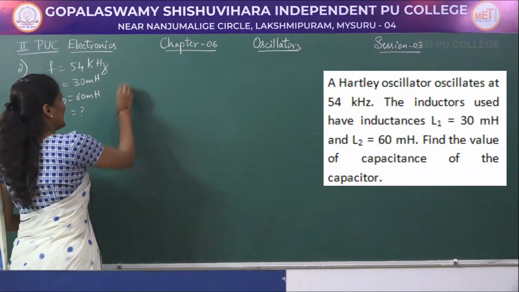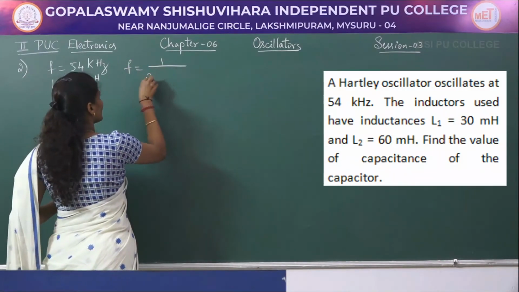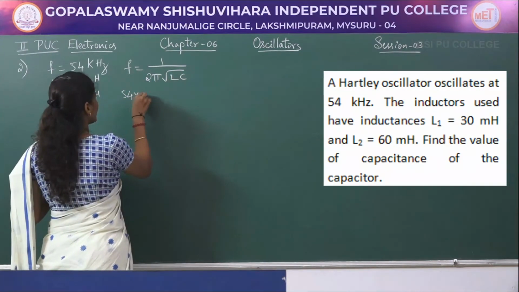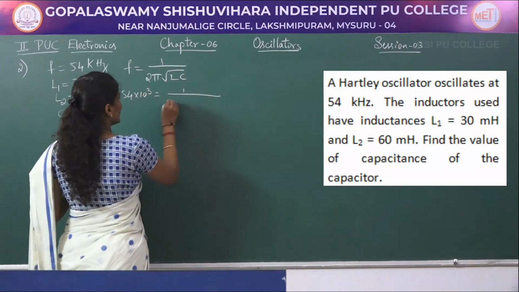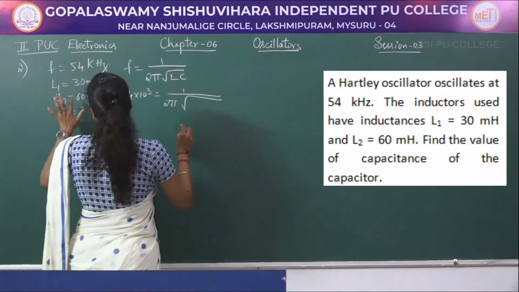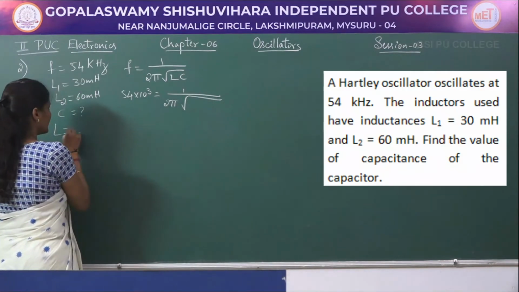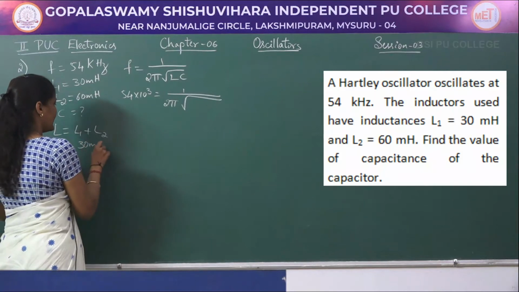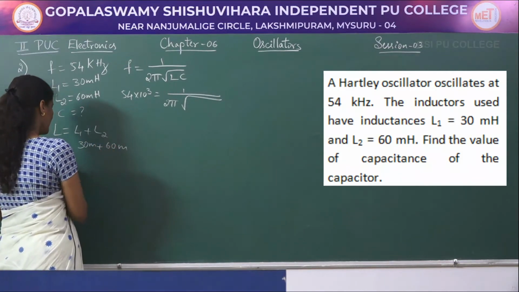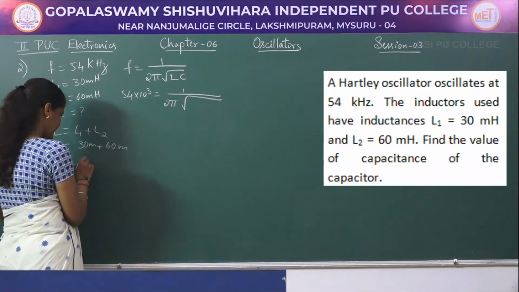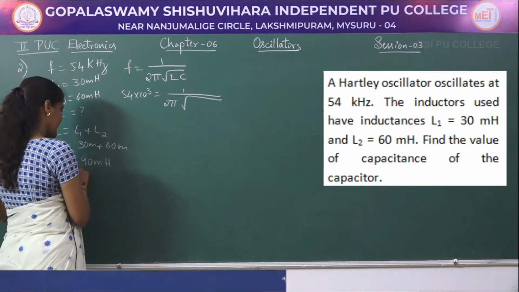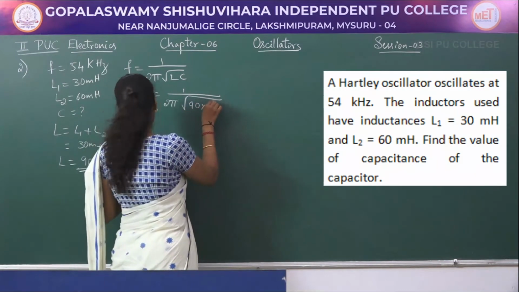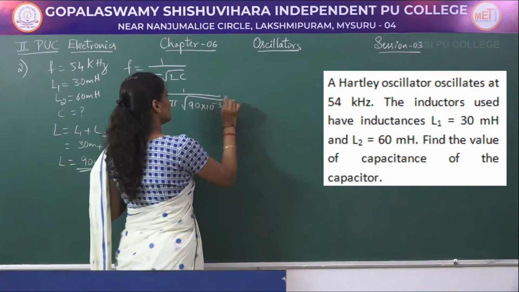So as usual, F is equal to 1 divided by 2 pi root LC, where the value is given as 54 into 10 to the power of 3 equals 1 divided by 2 pi into root of L, where L is L1 plus L2, L1 value is 30 milli, L2 value is 60 milli. So total L is equal to 60 plus 30, which is equal to 90 millihenry. So substitute that 90 milli here, 90 into 10 to the power of minus 3 into C.